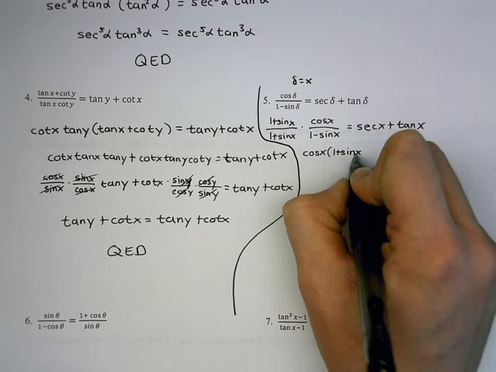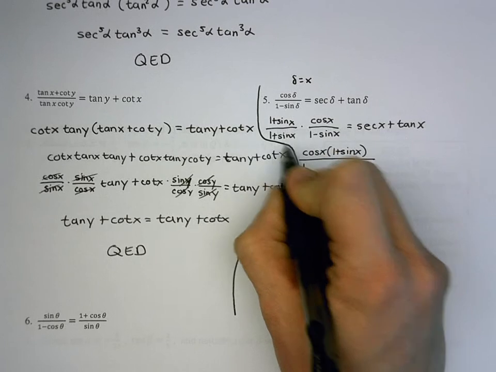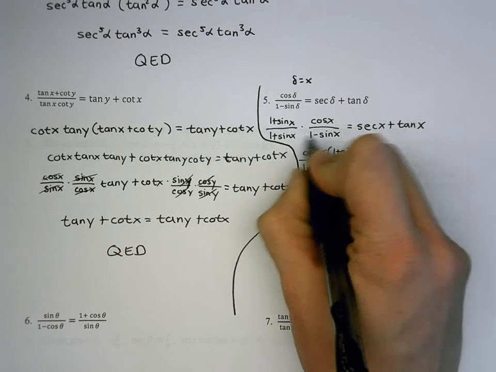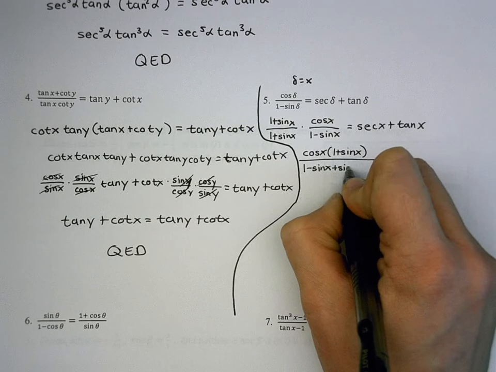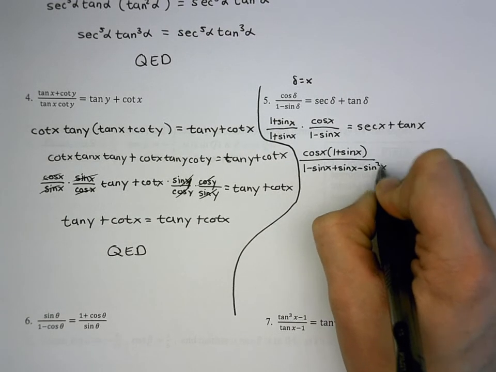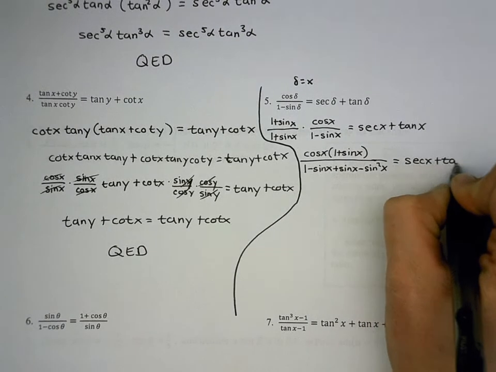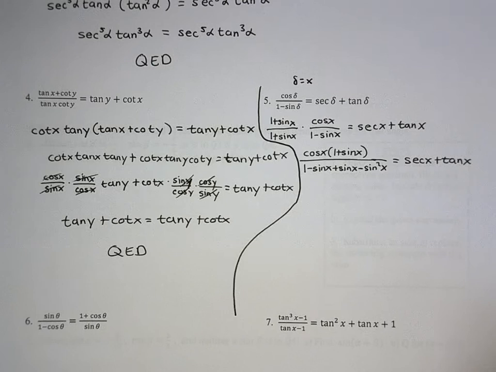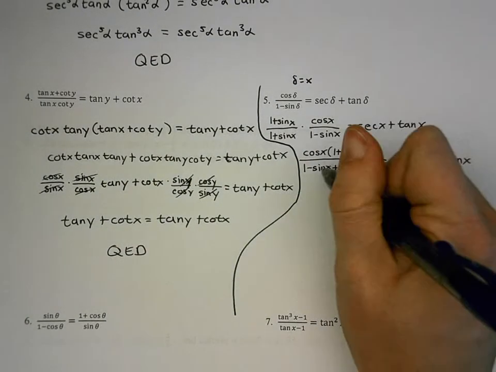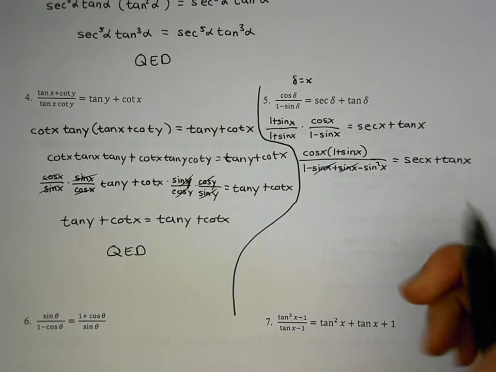My denominator, FOILing this out, 1 times 1 would be 1. 1 times negative sine would be negative sine. Sine times 1 would be positive sine. And sine times negative sine would be negative sine squared. Again, the right is staying the same the whole time. We're not going to manipulate the right at all. Okay, well that allows those sines to cancel. And I'm left with 1 minus sine squared in the denominator.